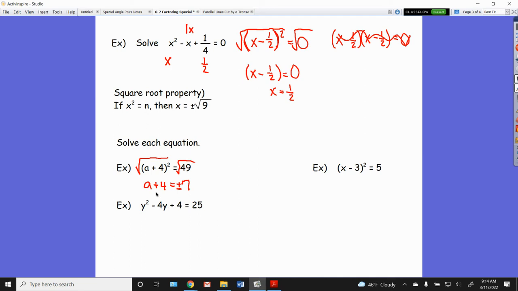But on this one, to solve for this problem, all you would do is you would say a plus 4 equals positive 7 and solve, and a plus 4 equals negative 7 and solve. Okay? And then this would give me a equals 3, and this would give me a equals negative 11. So my solution set would be negative 11 and 3. Okay?